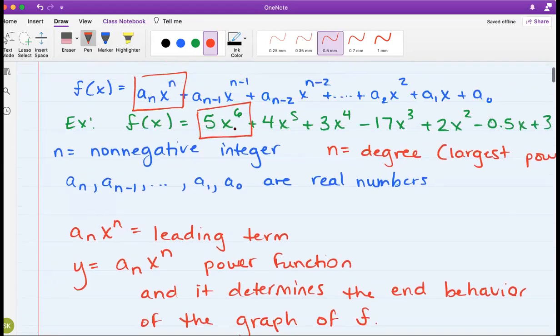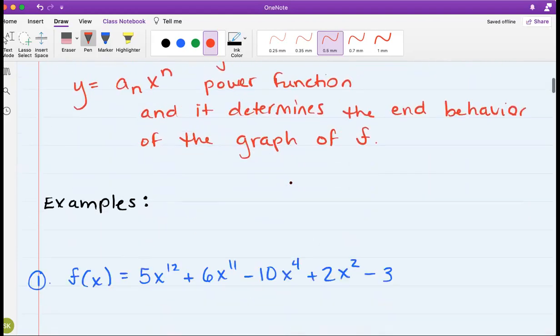So just knowing this piece will tell us what's happening at the ends of the graph, but not what's happening in the middle of the graph. And you're going to learn more about that in the regular pre-calculus videos. Right now, I just want you to be able to identify it. So we're going to try to figure out if certain functions are polynomial functions or not. And then we're going to determine the degree, find the leading term, and find the power function that the function we're given is going to resemble.